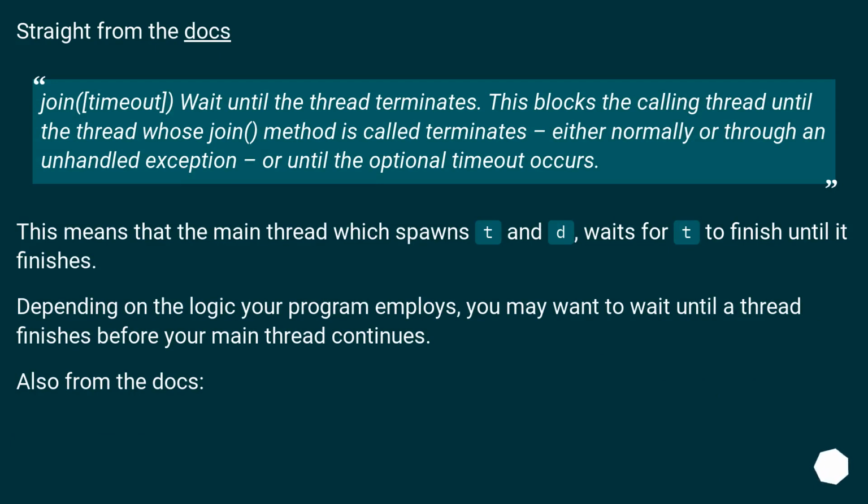Straight from the docs: join(timeout), wait until the thread terminates. This blocks the calling thread until the thread whose join method is called terminates, either normally or through an unhandled exception, or until the optional timeout occurs. This means that the main thread which spawns T and D waits for T to finish until it finishes. Depending on the logic your program employs, you may want to wait until a thread finishes before your main thread continues.